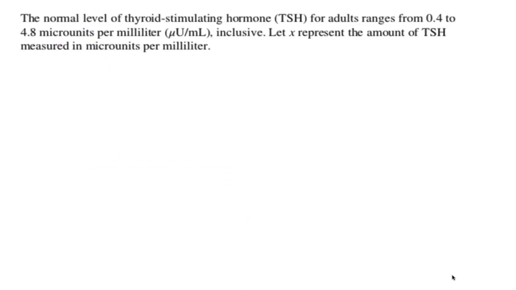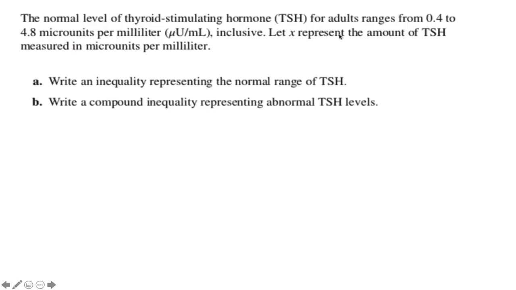So the thyroid is a gland at the lower part of your neck, and a lot of adults have a thyroid that doesn't produce enough hormones called TSH, so they often have to get tested to make sure that the level is the right level. If not, they have to take medication. The normal level for TSH is from 0.4 to 4.8 microunits per milliliter. Let X represent the amount of TSH, and we're going to answer a couple of questions about this range.